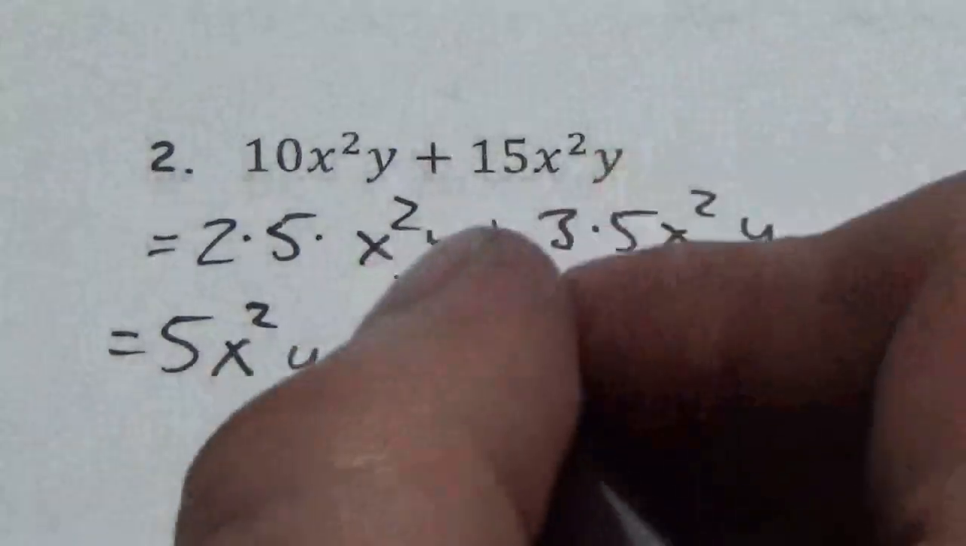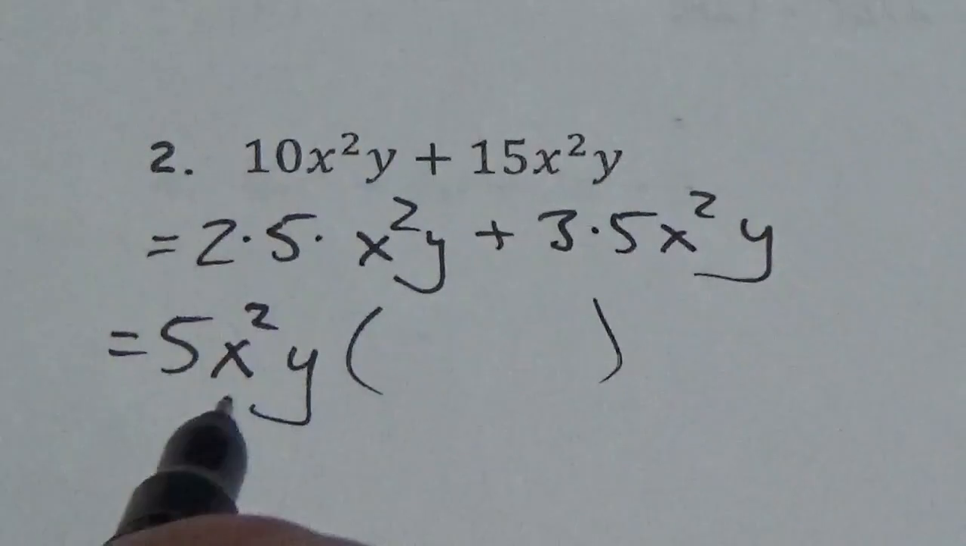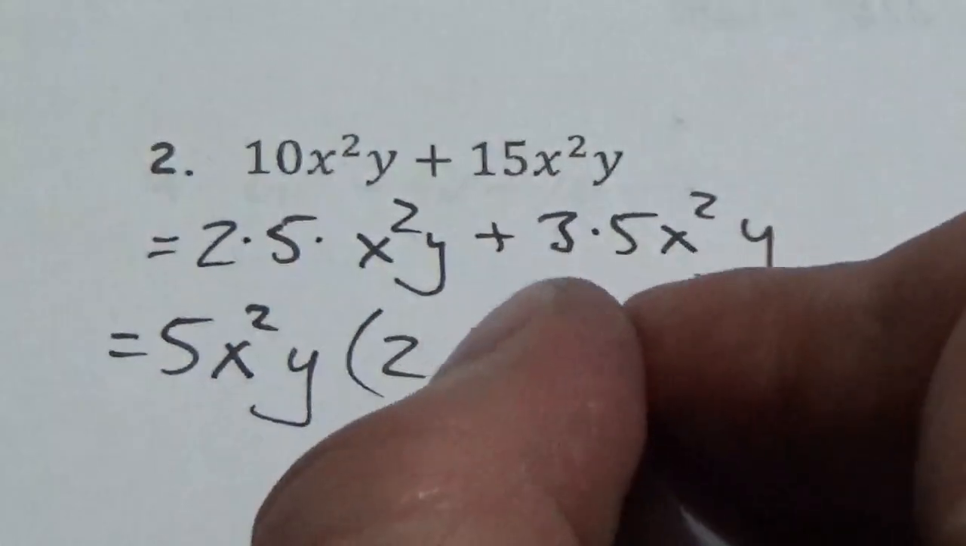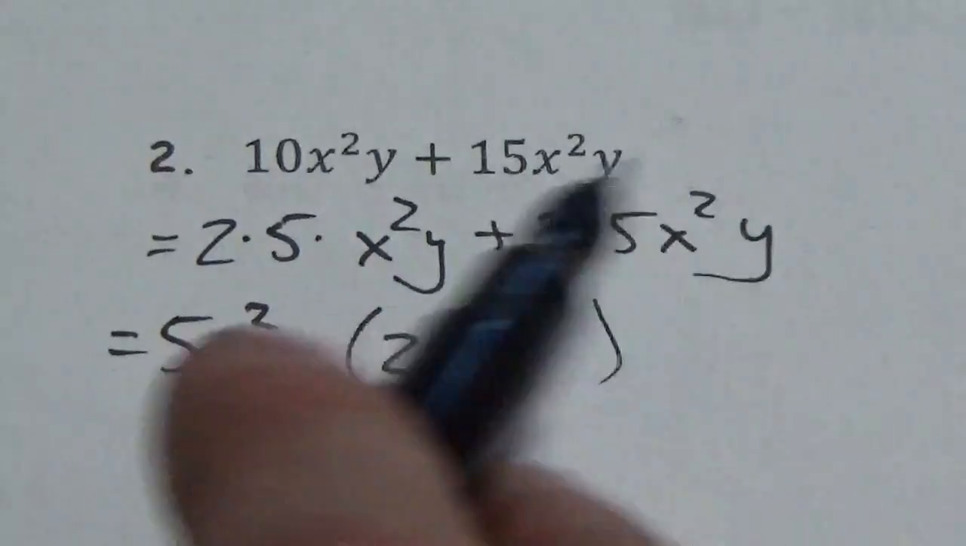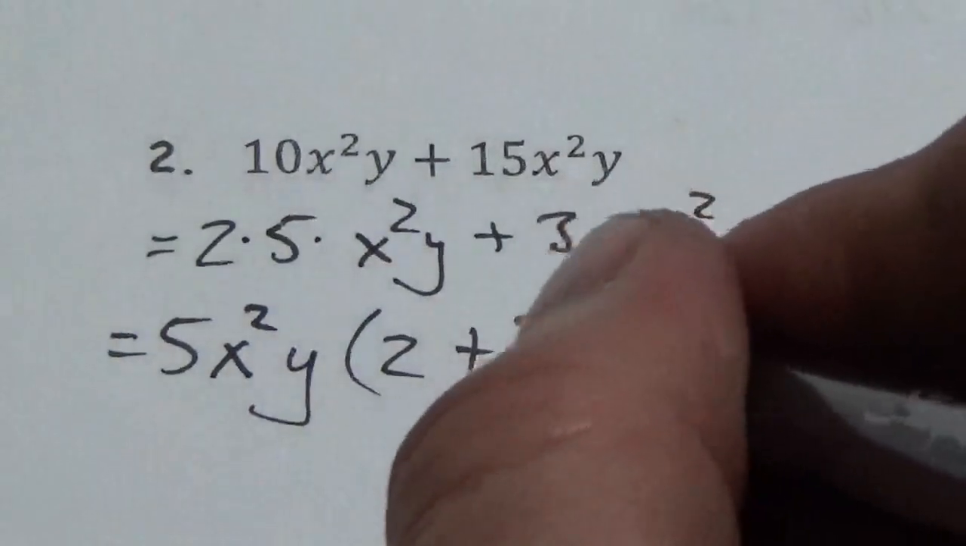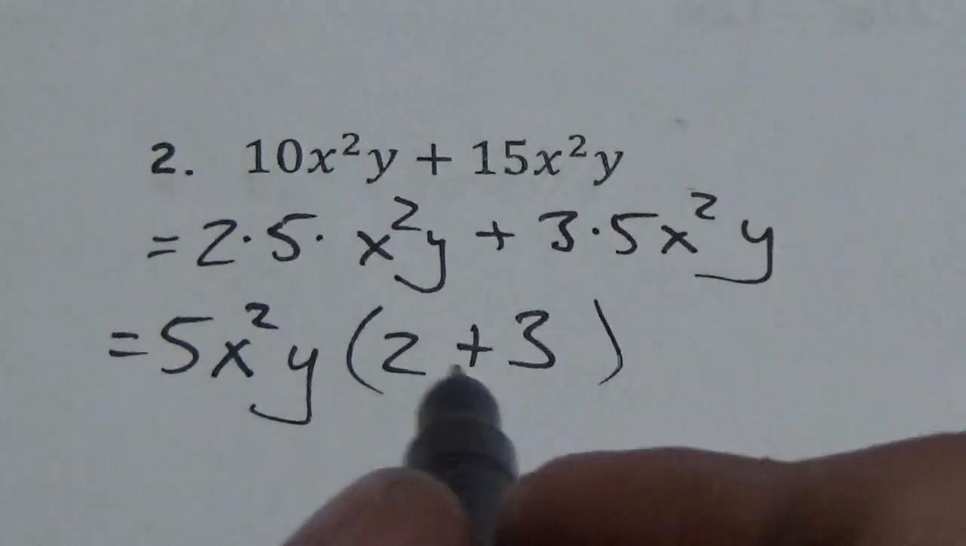Okay, so what has that been multiplied by? Well, when I divide this out, when I divide that first term by the 5, the x squared, and the y, I'm only left with the 2. And when I divide this term here by the 5, the x squared, and the y, I'm only left with a 3. Now it turns out in this particular case here, just have a quick look at this.